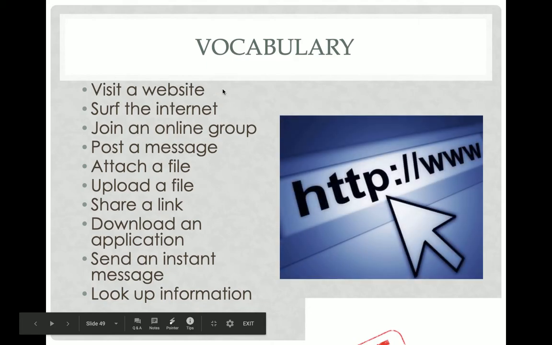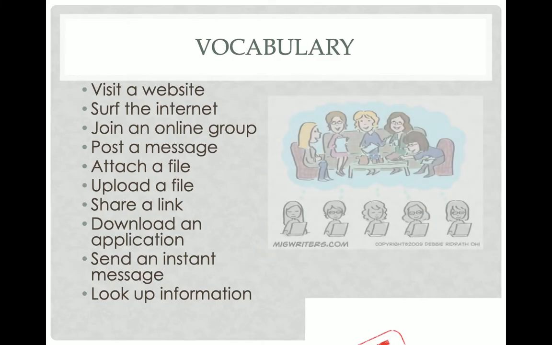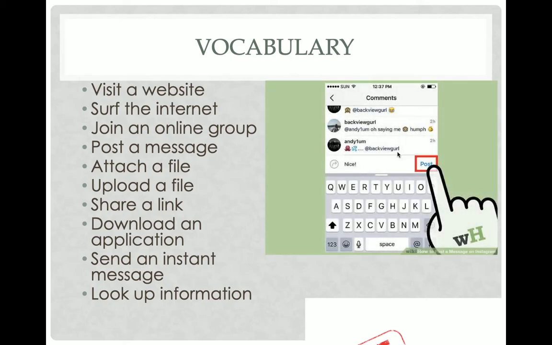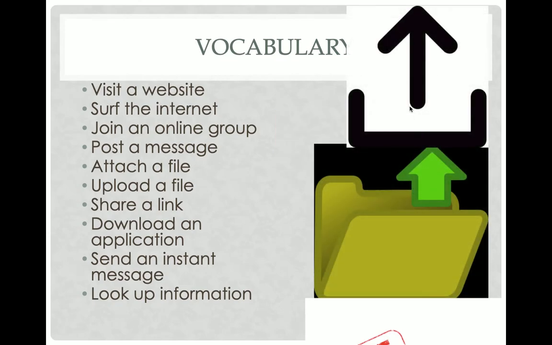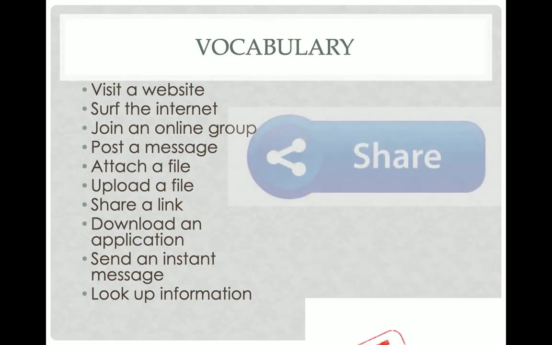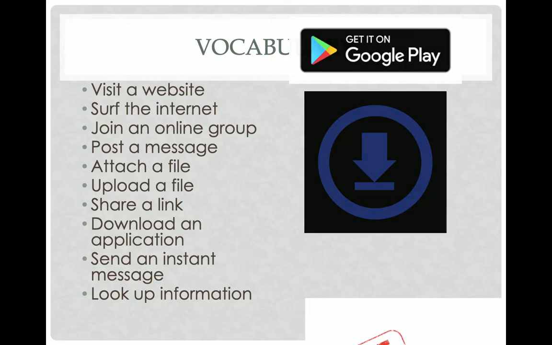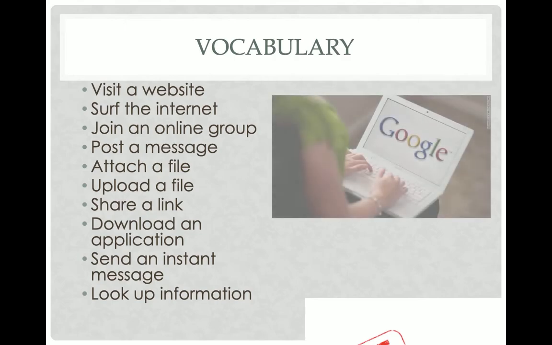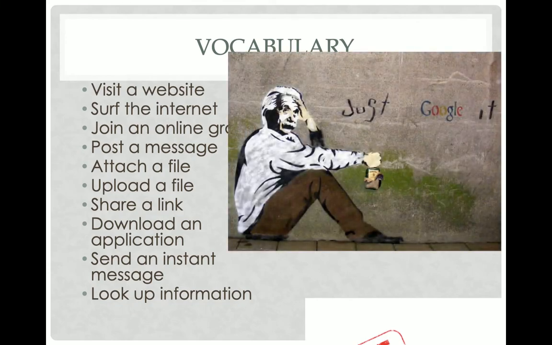So visit a website, you go to a website. This woman is surfing the internet. These people are in an online group. If you post a message, people are talking, you post. With an email, a lot of times we attach a file. If you're uploading a file, you have seen this icon before. If you want to share a link, we share, download an application, send an instant message. Here are some instant messaging apps, and look up information. Most of the time, most people are using Google, right? Just Google it, like poor Einstein here.